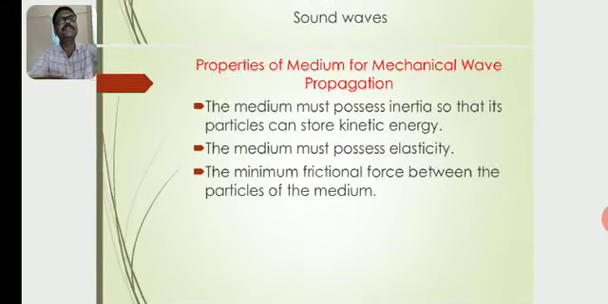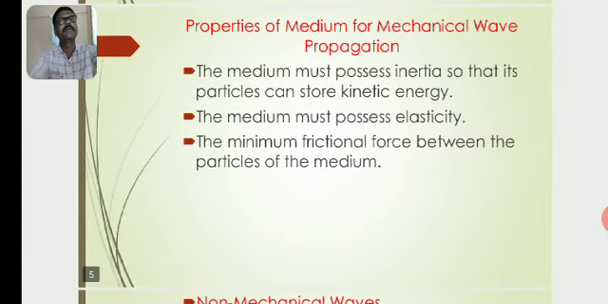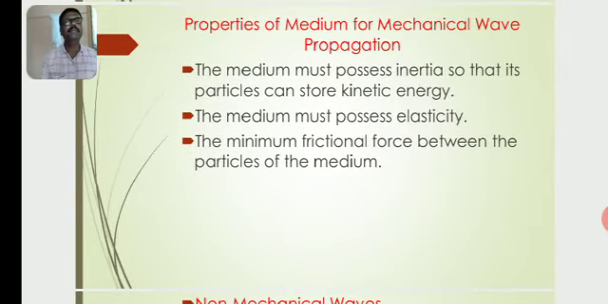Now, the properties of a medium for mechanical wave propagation. The medium must possess inertia so that its particles can store kinetic energy. The medium must possess elasticity. There must be minimum frictional force between the particles of the medium. These are the properties of the medium required for the propagation of mechanical waves.